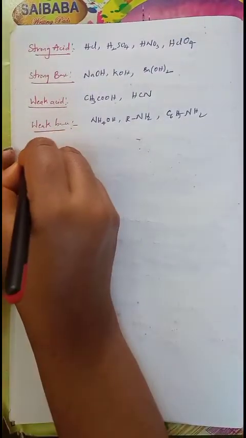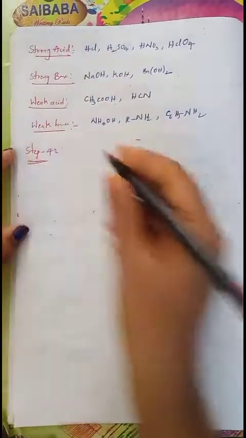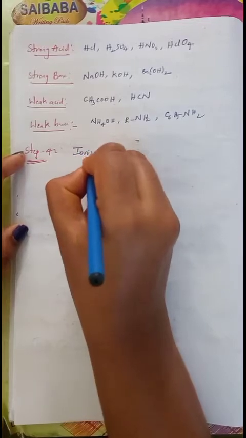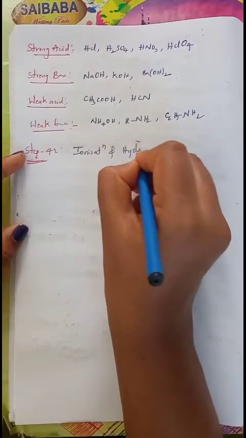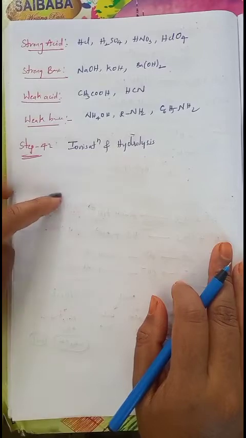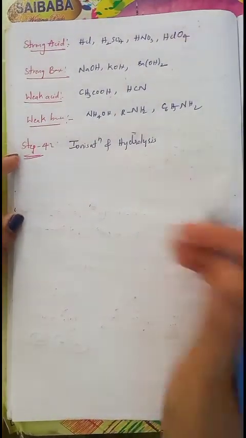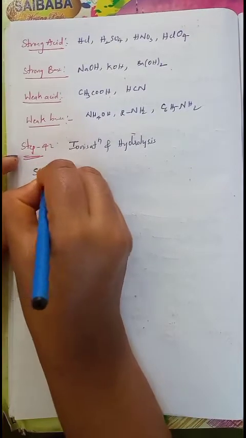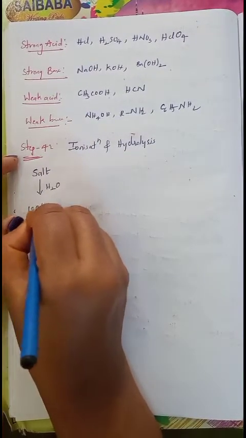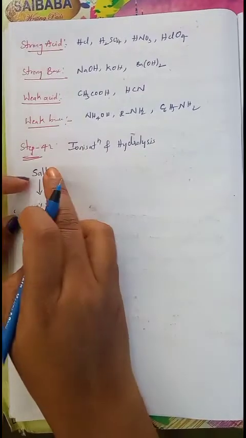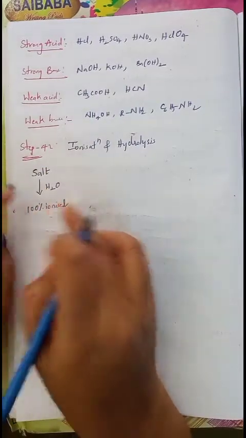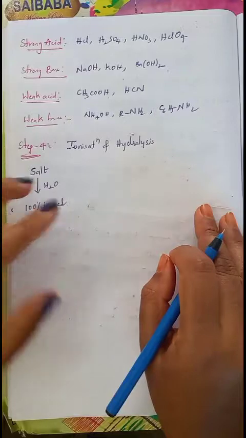Now, step 4 is the difference between ionization and hydrolysis. These two are not the same. Ionization is completely different from hydrolysis. We want to know what ionization is and what hydrolysis is. For example, if a salt is added to water and is completely 100% ionized, that means it is converted into ions, then that is said to be ionization. In ionization, only the salt gets dissociated but does not react with the water.